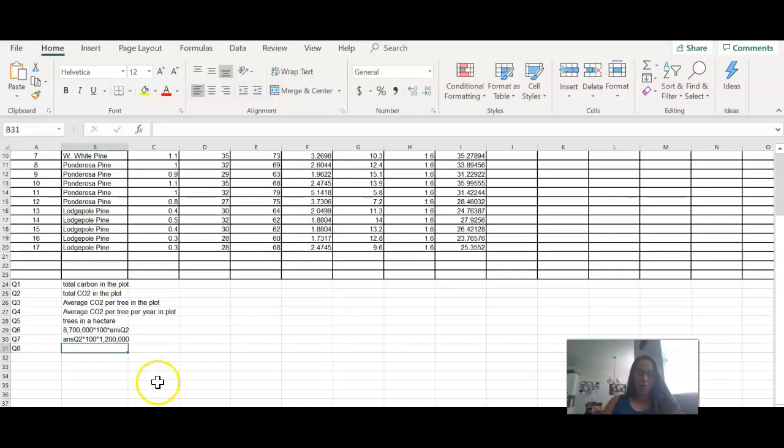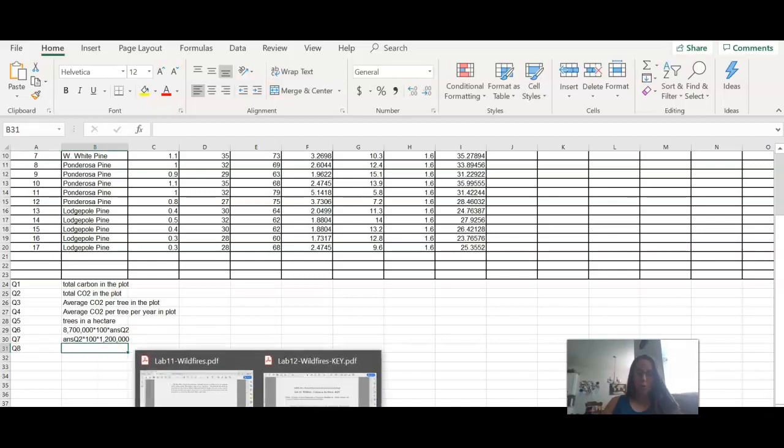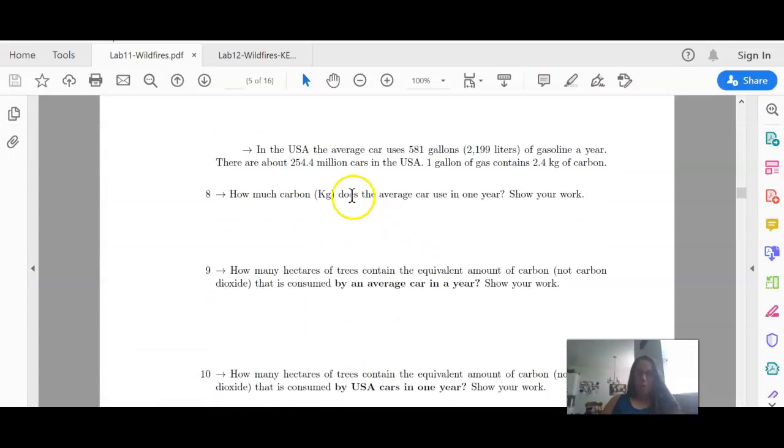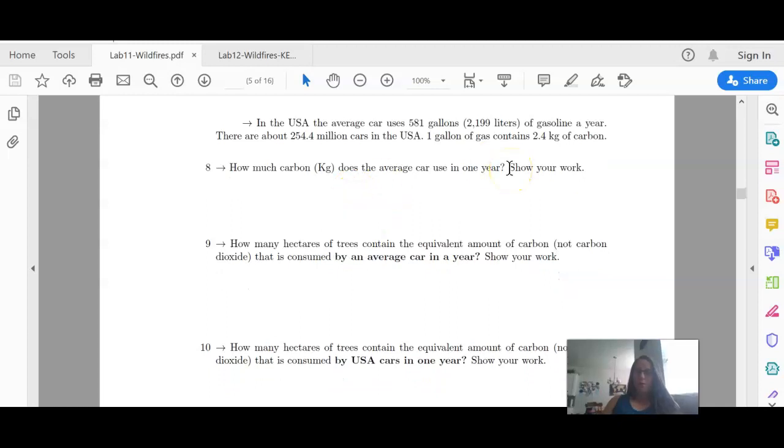All right, let's look at question 8. So, in the US, the average car uses 581 gallons, which is equal to 2,199 liters of gasoline a year. There are about 254.4 million cars in the USA. 1 gallon of gas contains 2.4 kilograms of carbon. So based on those numbers that I just gave you, how much carbon in kilograms does the average car use in 1 year? So here, let's show your work.